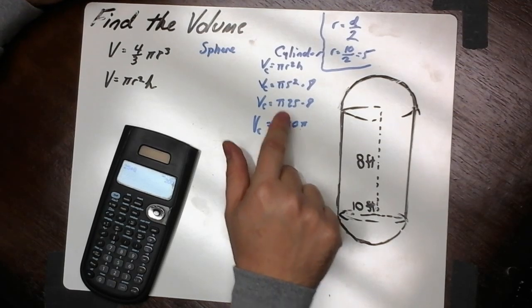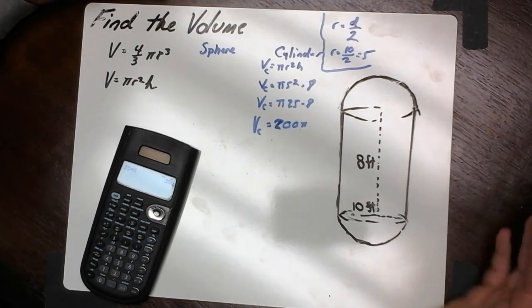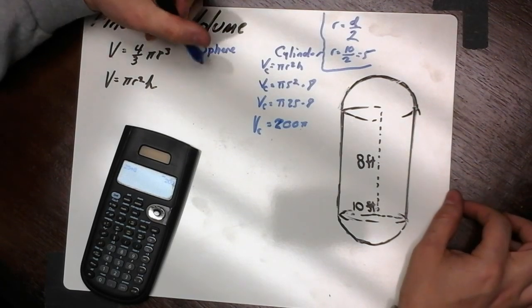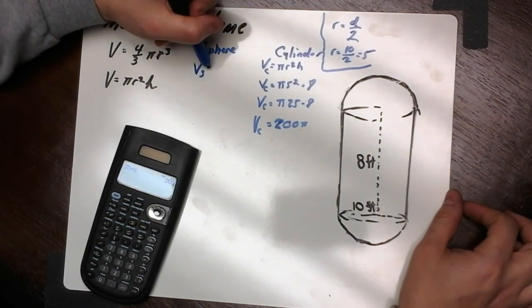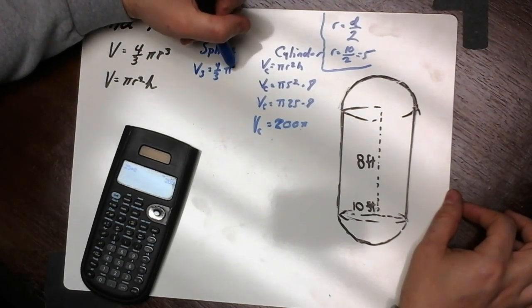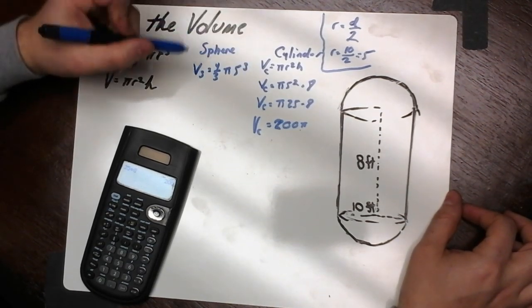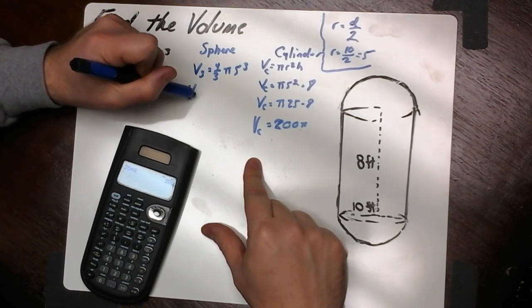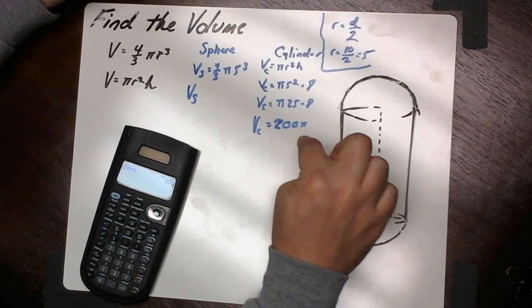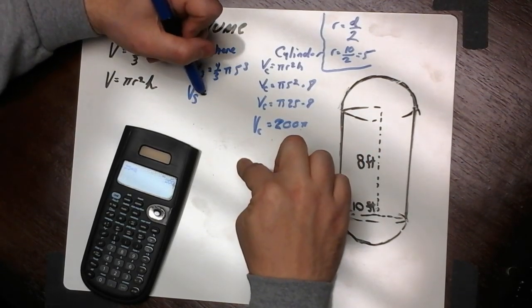If I wasn't talking, I could have taken a second and done that in my head. So now, the volume of a sphere. So 4/3 pi 5 cubed. And I want to point out, with a little bit of experience, you guys could do this in your head too if you look at it this way.